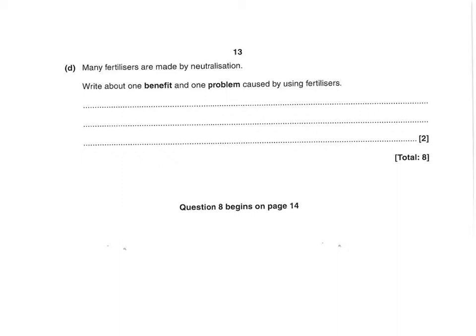Many fertilizers are made by neutralization. Write about one benefit and one problem caused by fertilizers. So you have to have one of each. For benefits, you could say it increases the crop yield, that crops grow faster, it increases food supply, or you get bigger crops. And then the problem, you could say it runs off into rivers and lakes, it causes an algae bloom, it causes the death of things in the water, or blue baby syndrome, or you could use the term eutrophication, which is spelled like this, which is the name of what happens when fertilizers get into water.